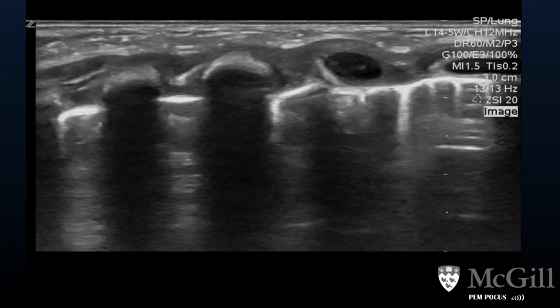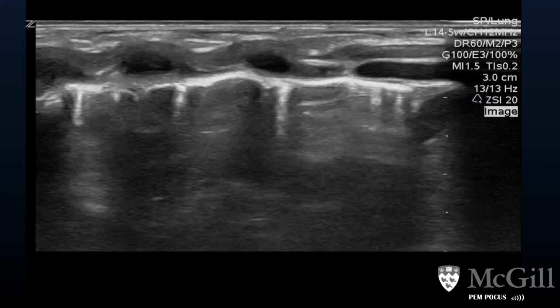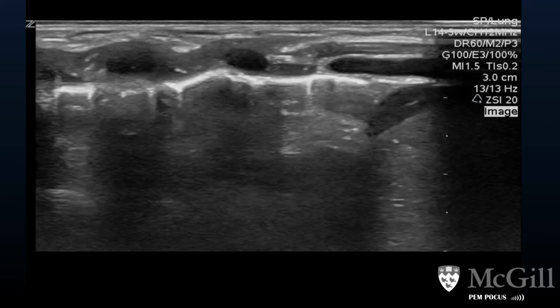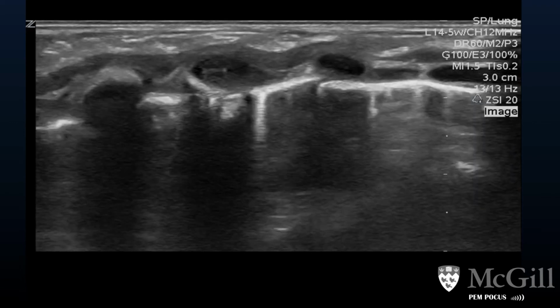In this video, you can see a mix of B-lines that reach all the way down to the bottom of the screen and some smaller comet tails. Here, there's also pleural thickening.